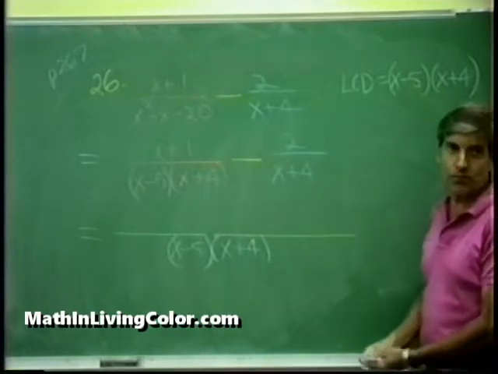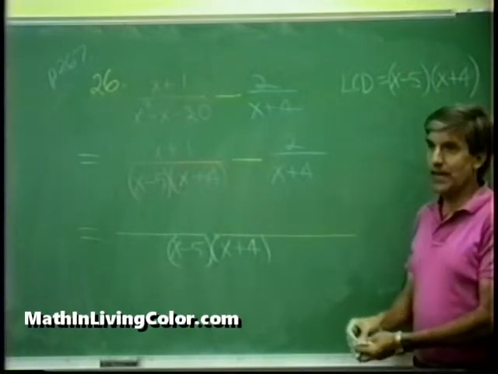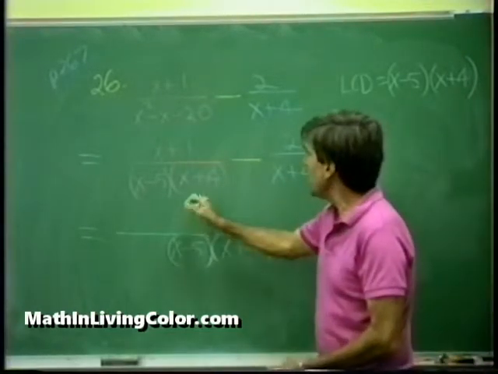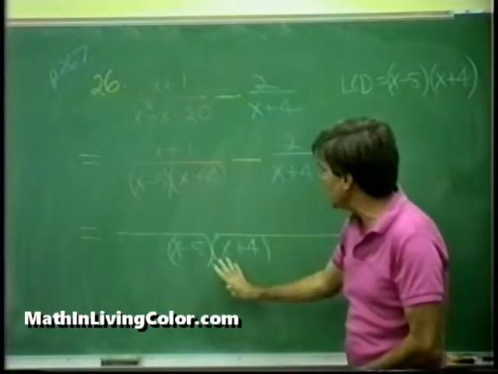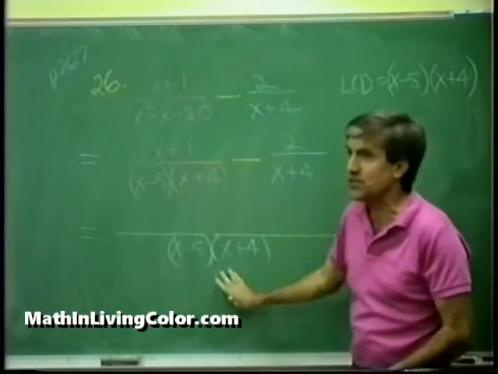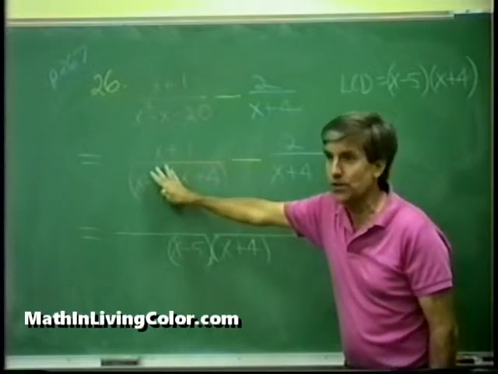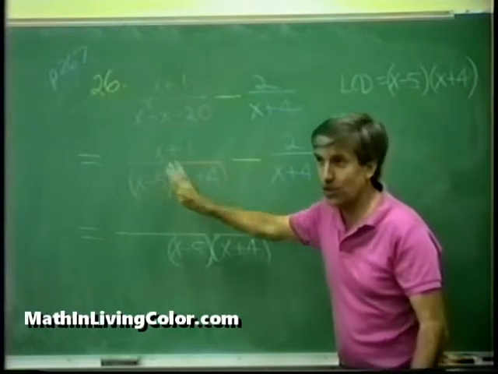Do you remember what step 2 was? Play what's missing. Okay? So if you want to play what's missing, I have to compare this denominator to this denominator. Do you see anything missing? There's nothing missing. So if there's nothing missing, what do you do? Don't do anything. Go on to the next part.